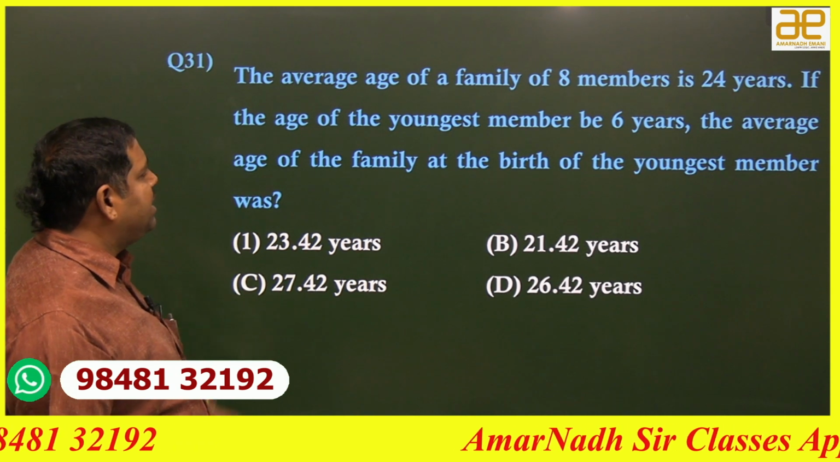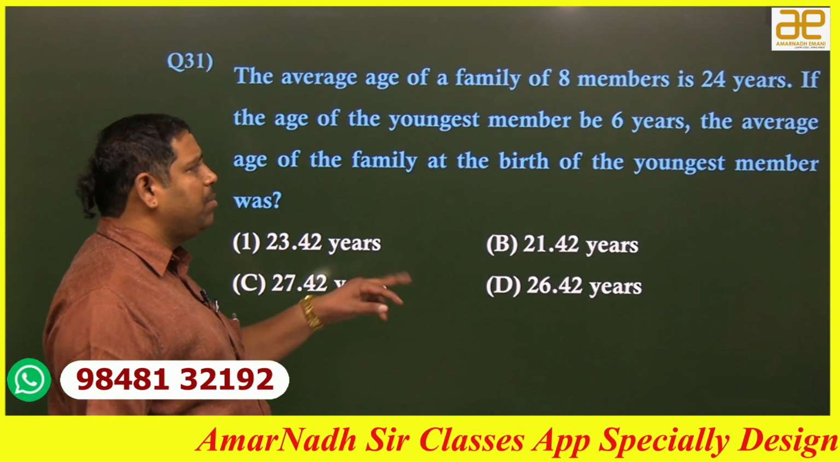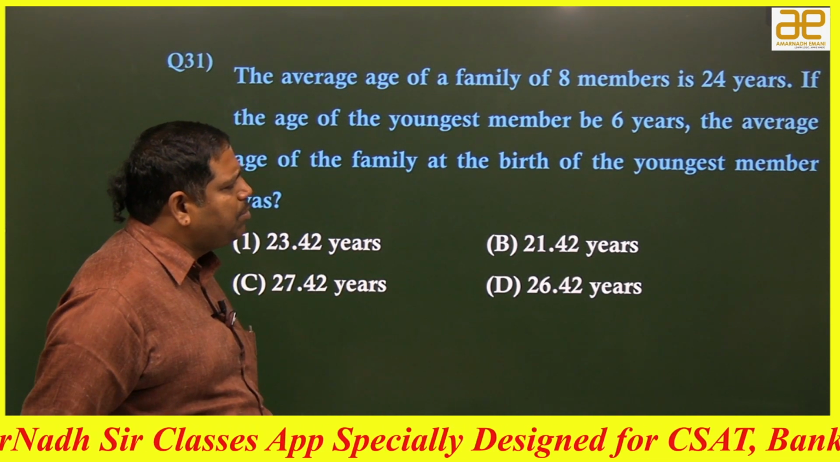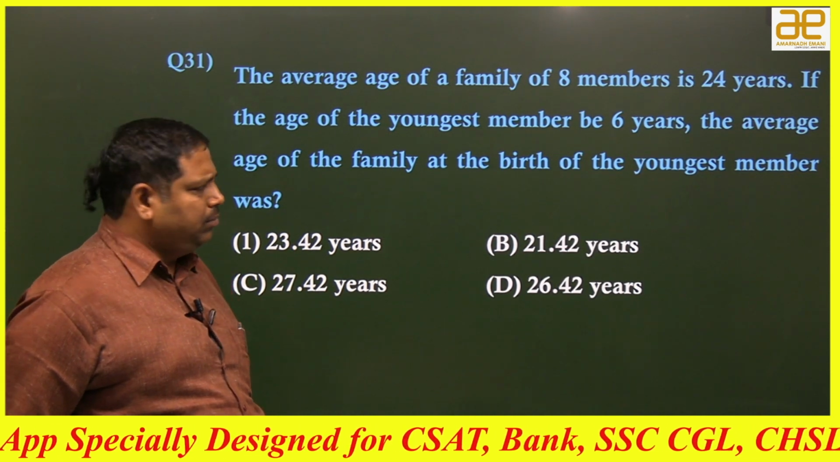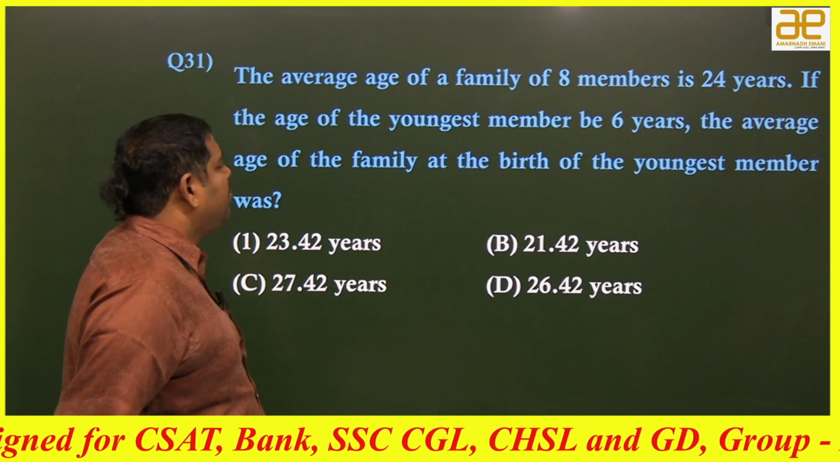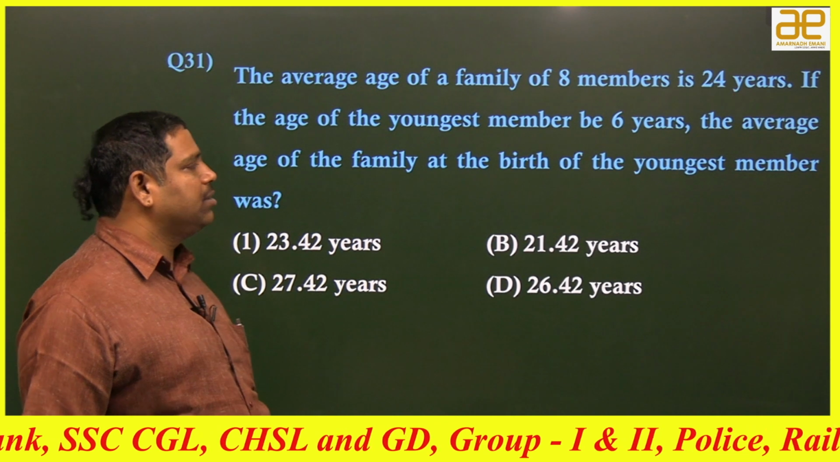So the average age of a family of 8 members is 24 years. If the age of the youngest member is 6 years. Yeah, in the basics, do we discuss this type of question or not? Miscellaneous. The average age of the family at the time of the birth of the youngest member was.